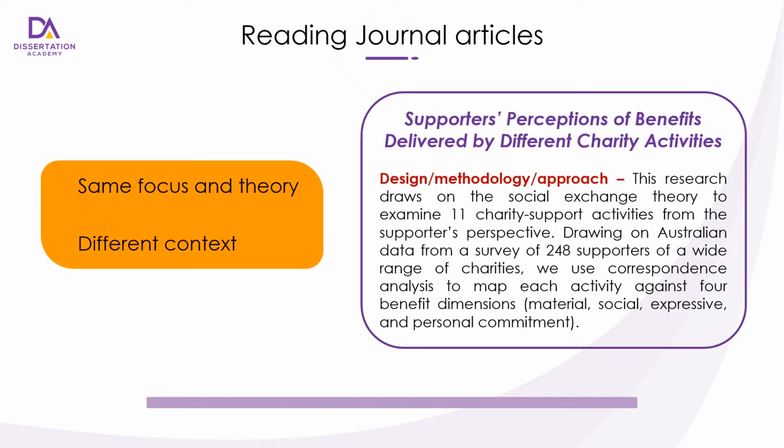So this study is about perceptions of benefits delivered by different charity activities. And if we look at the context elements described in the abstract, we see that the research focuses on 11 charity support activities. It is carried out from a supporter's perspective, and it was done in Australia. So we could seek to do the same study, but in a different context. Focus on a different set of charity support activities from those considered by this study. We could adopt a different perspective, for example, not from charity supporters, but charity managers, or we could do the same study but in a different location.